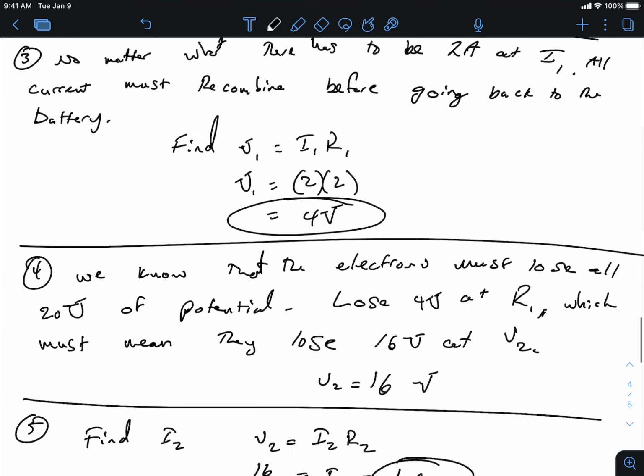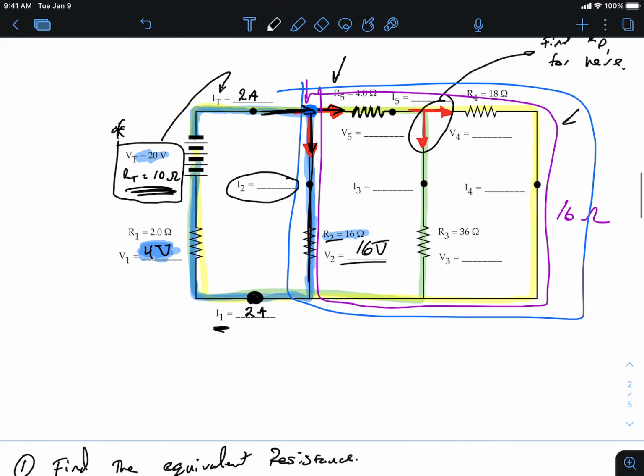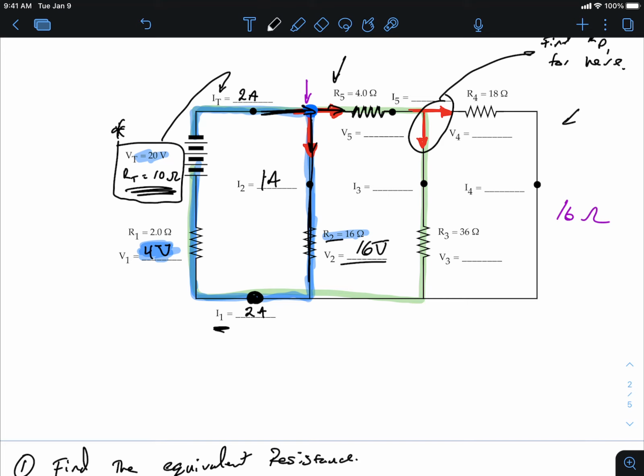Okay, so we know that 1 amp of current decided to take this route, which must mean 1 amp took the green and yellow, right? But we just don't know how that's split up yet. So that's our next step, right? Well, we do know that at I5 then, if 1 amp decided to come on this route, then 1 amp would be here at I5, right?